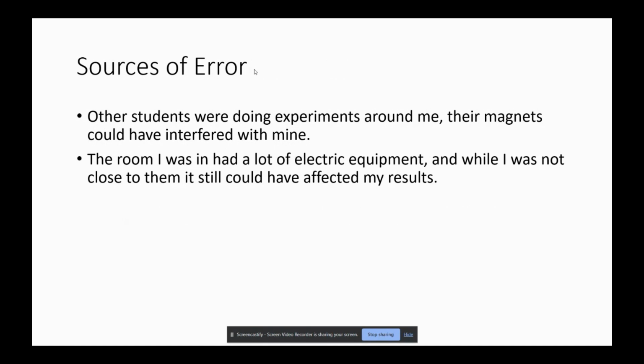Some possible sources of error include that other students were also doing their experiments around me, and they had magnets as well, and that could have influenced the results. Also, the room I was in had a lot of electrical equipment, and while I was not near them, it still could have affected my results without my knowledge.